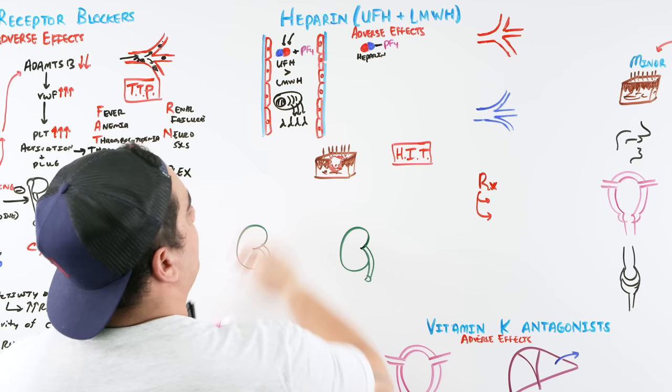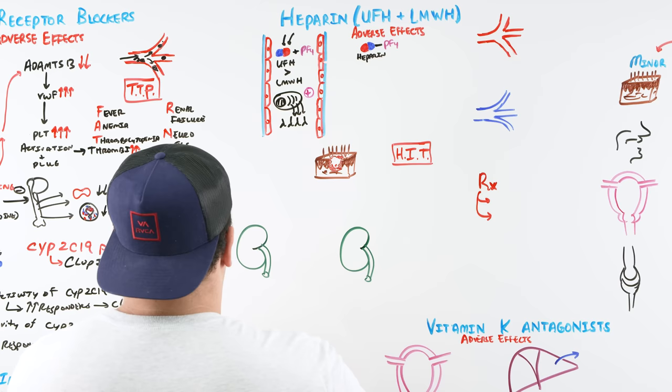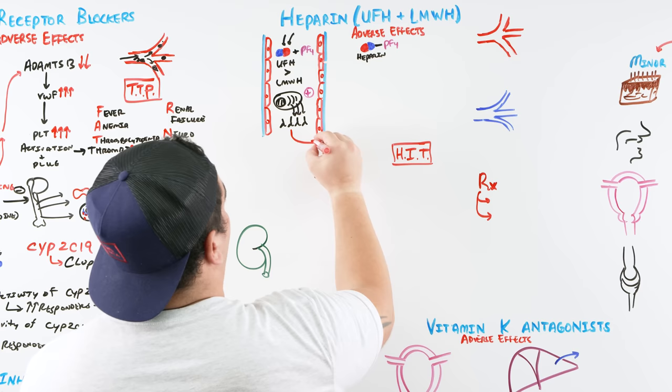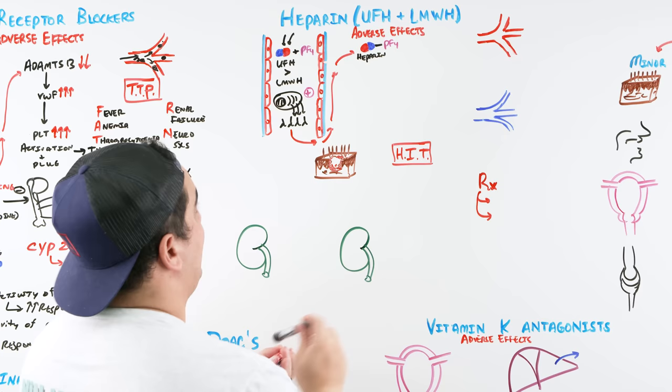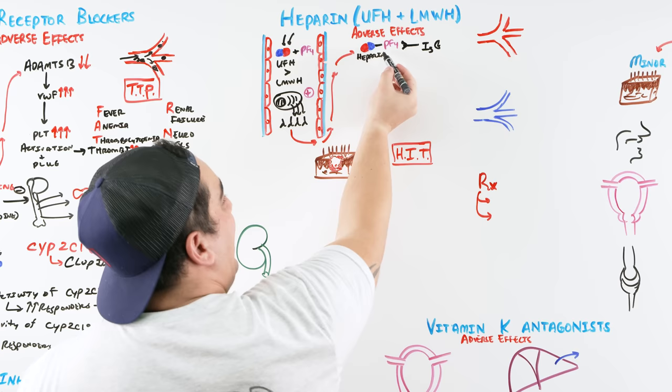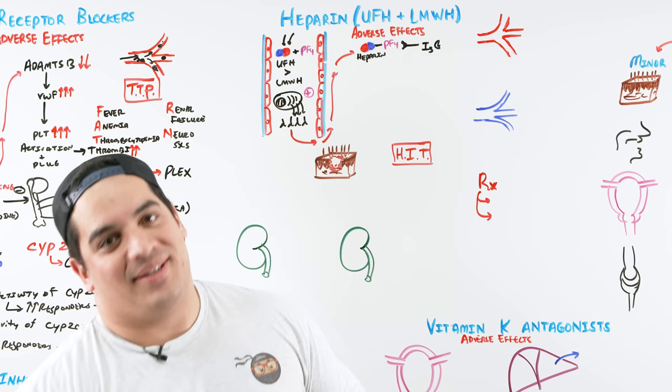The immune system, when activated, produces these antibodies, and these antibodies are like, I'm going to bind to you. And then look, it's going to bind onto this kind of complex here. When we bind onto this, now we have these IgG antibodies which are bound to heparin and platelet factor 4. Guess what it does? It then sticks to platelets, and now it's going to activate platelets.